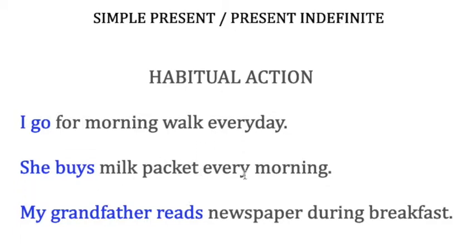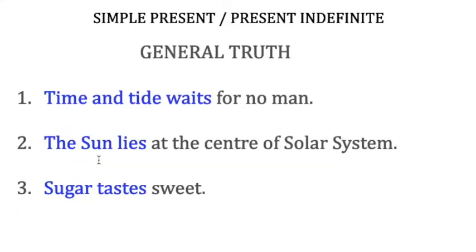She buys a milk packet every morning. Again, an incident which happens every day. My grandfather reads the newspaper during breakfast. It is a kind of habit which the grandfather has, reading the newspaper every day at morning breakfast. So these kinds of sentences are expressed using the simple present tense. I go, she buys, my grandfather reads. Okay, let's go ahead and see the different uses of the simple present or present indefinite tense.